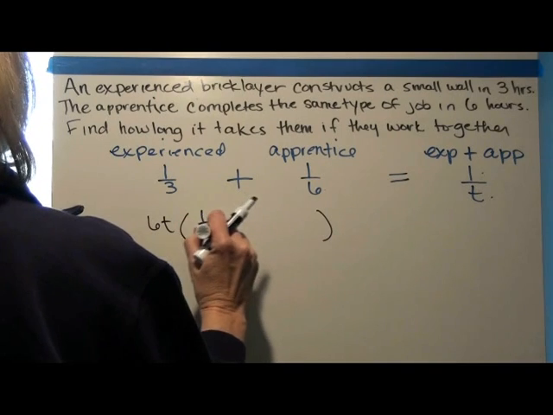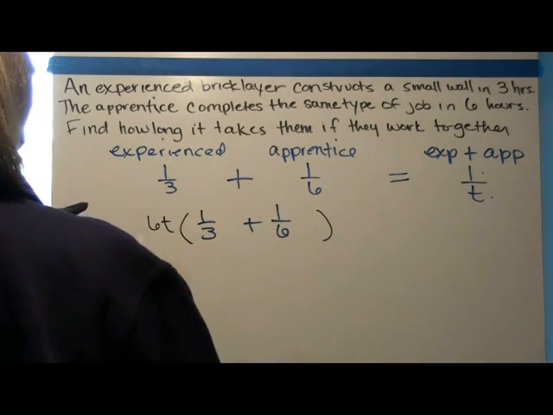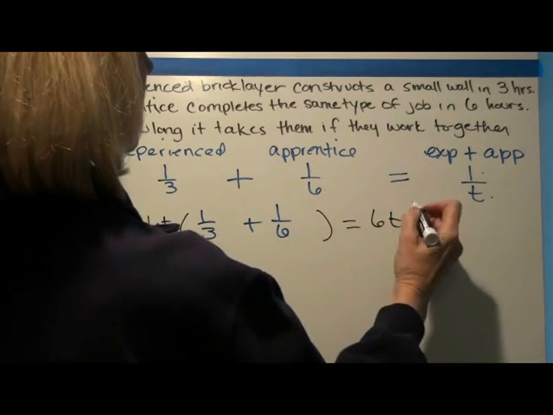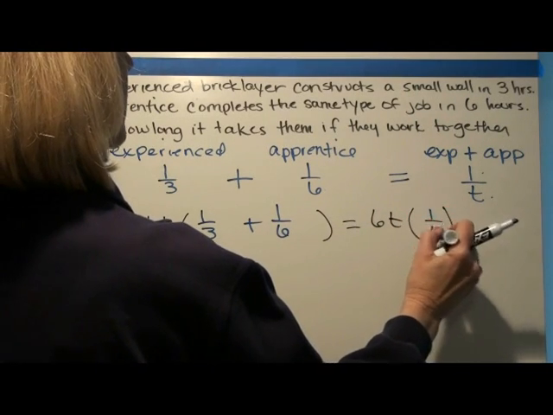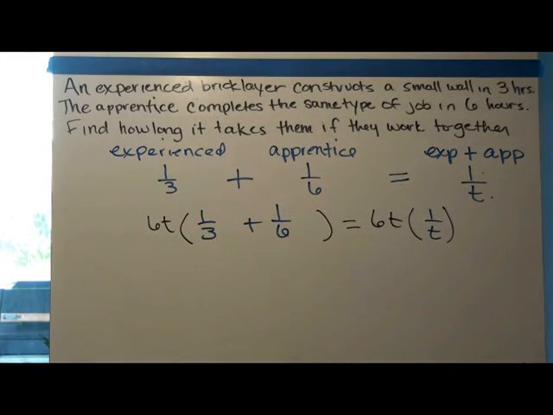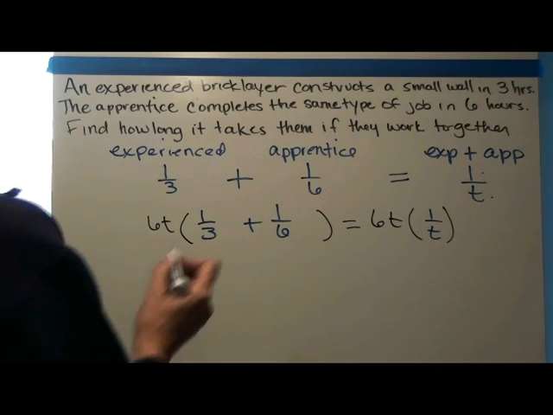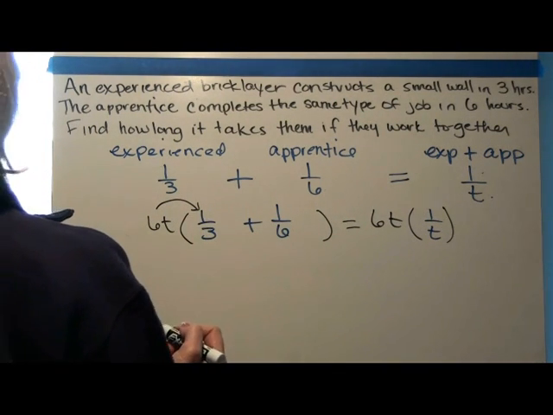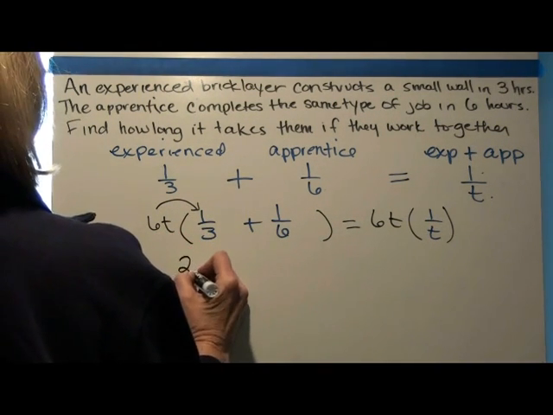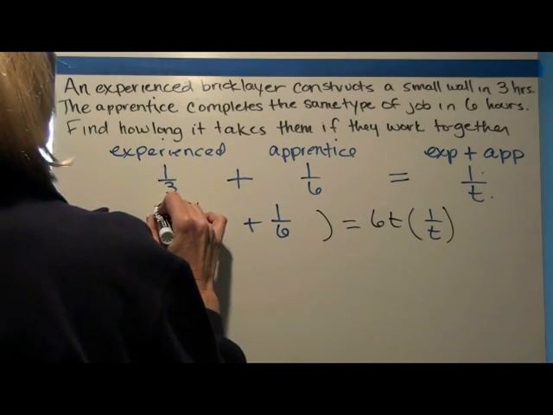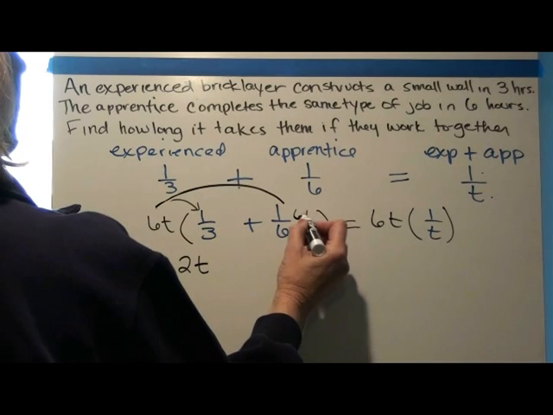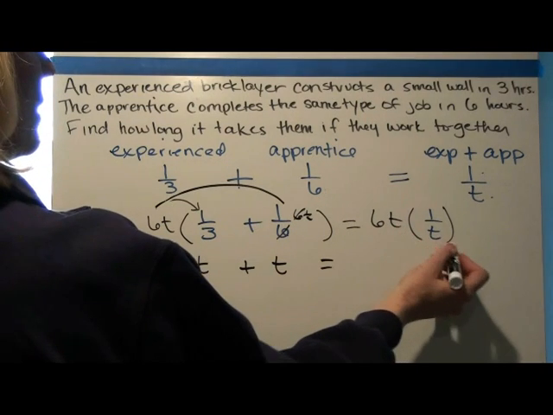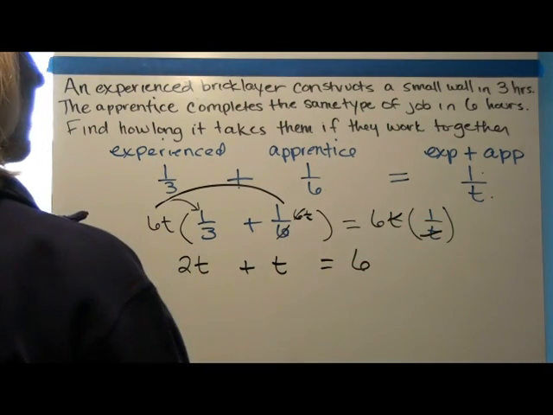What's inside here? 1/3 plus 1/6 is equal to 1/t, and we multiply each side by 6t. Now, there are other ways to solve this. This is just a quick, easy way. When I multiply 6t times 1/3, I get 6t/3, which is 2t. Over here, the 6's cancel, and I get just plus t. On this side, the t's cancel, and I get just 6.